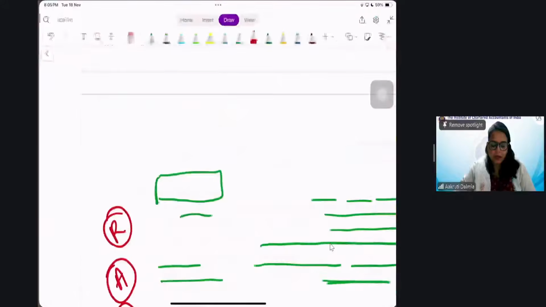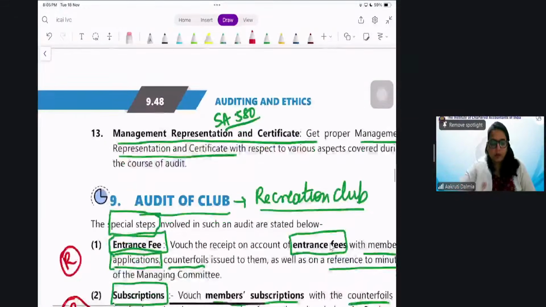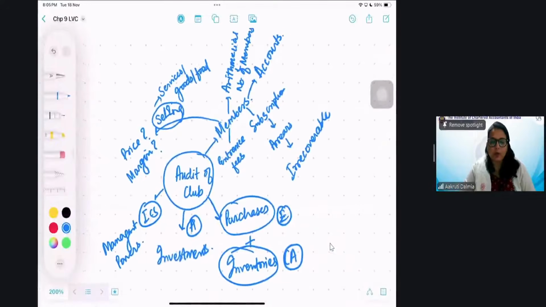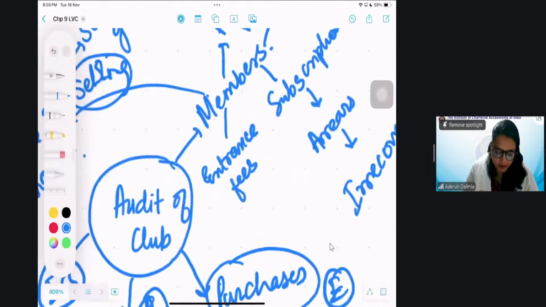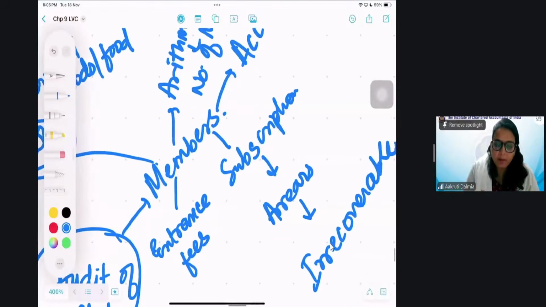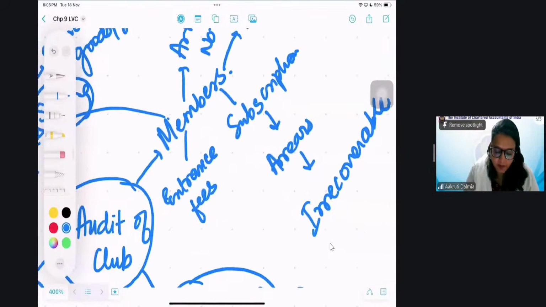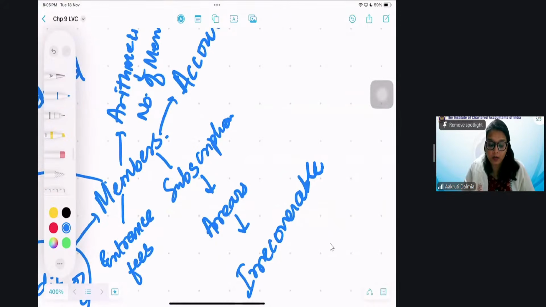Your brain can get confused when it is seeing like this. But organize in your brain. So this is what I call a mind map, which means when I am remembering the answer, this is my link. I think of club, then I think of members. Okay, members, I think. Then I think of entrance fee. Okay, which means subscription means some arrears, some irrecoverable.